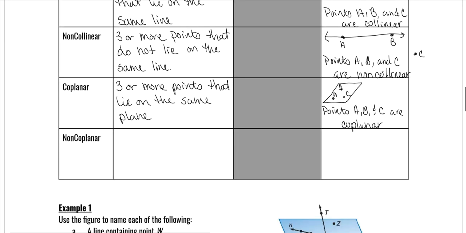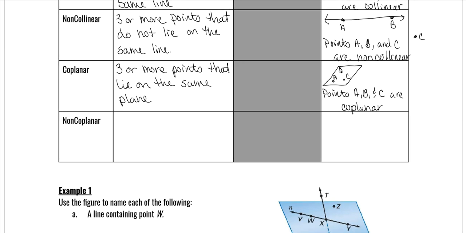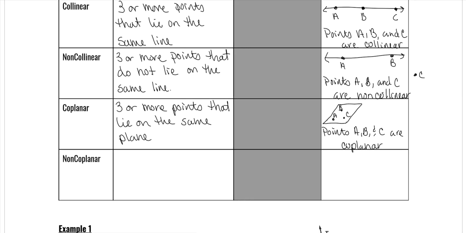Non-coplanar is similar, and there's some debating on whether non-coplanar is 3 or more or 4 or more. And the reason why is just like with collinear, you need at minimum 2 points to make a line, which is why 3 makes more sense for it to be non-collinear, because you have the 2 points that make the line plus 1 that's not on there. To make a plane, you have to have 3 points on that plane. So in order for it to be non-coplanar, you would really need 4, because any 3 points can create a plane. So I'm going to say 4 or more points that do not lie on the same plane.